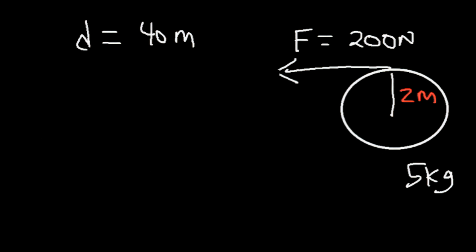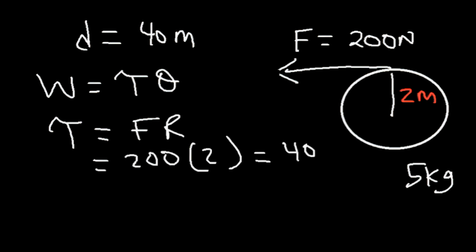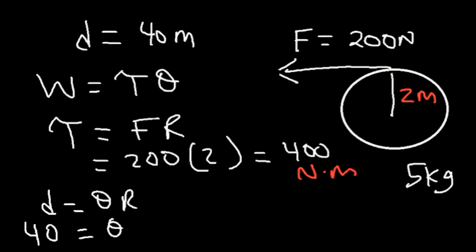So what can we do? How can we begin? What would you do to find the work using the equation torque times angular displacement? So let's find the torque. Torque is equal to F times R, or 200 times 2. So the torque is 400 newtons times meters. Now what is the angular displacement? We have the linear displacement, so we can calculate the angular displacement using this equation. The linear displacement is 40 meters, and the radius is 2. 40 divided by 2 is 20, so the angular displacement is 20 radians.